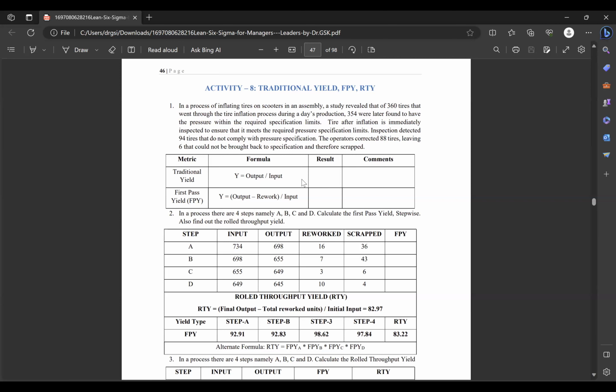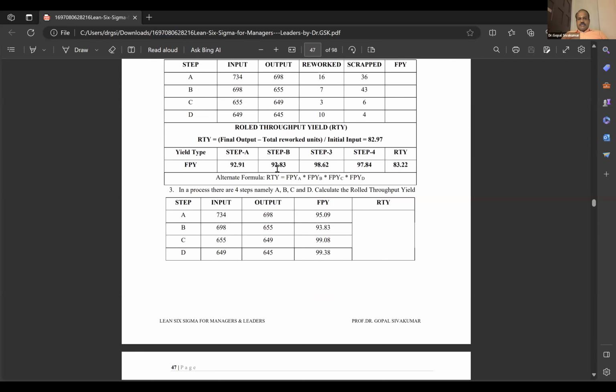In the same manner, you can write the first pass yield for process B, process C, then process D. You can see the answers here. If you are getting these kinds of yields for A, B, C, and D, then the rolled throughput yield can be obtained by multiplying all the yields, isn't it? You remember we already studied. You multiply all the 4 and that gives you 83.22.